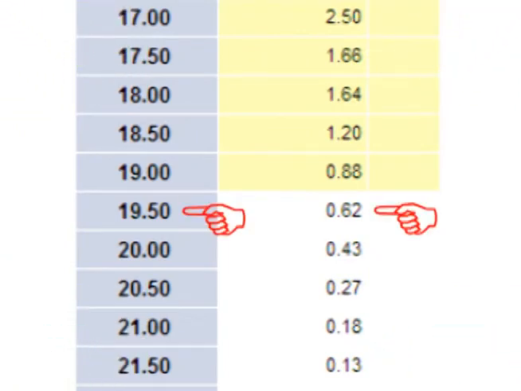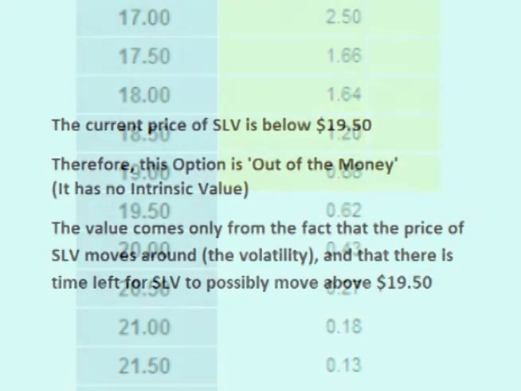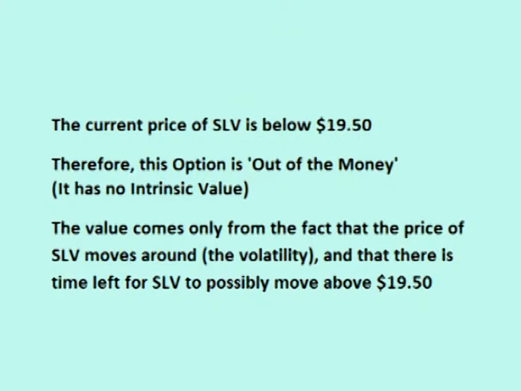Let's look at the 19.50 February call option contract. The 19.50 strike costs 62 cents up front. This contract locks in a preset buy price of 19.50 for SLV over the next 6 weeks. SLV is currently 19.42, so this option is out of the money. In other words, it has no intrinsic value. The value comes only from the fact that the price of SLV moves, in other words, the volatility, and that there is time for SLV to possibly move to above 19.50.